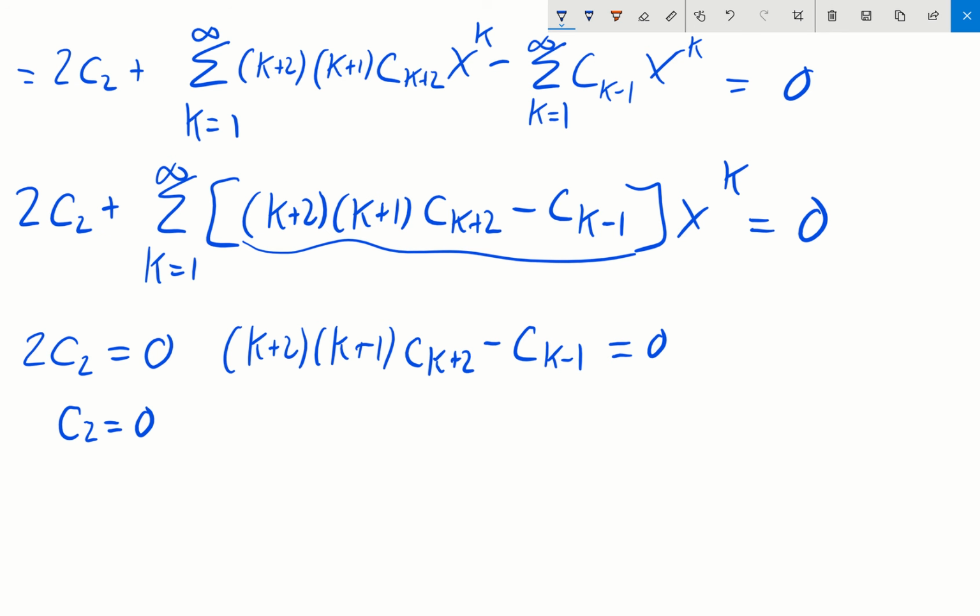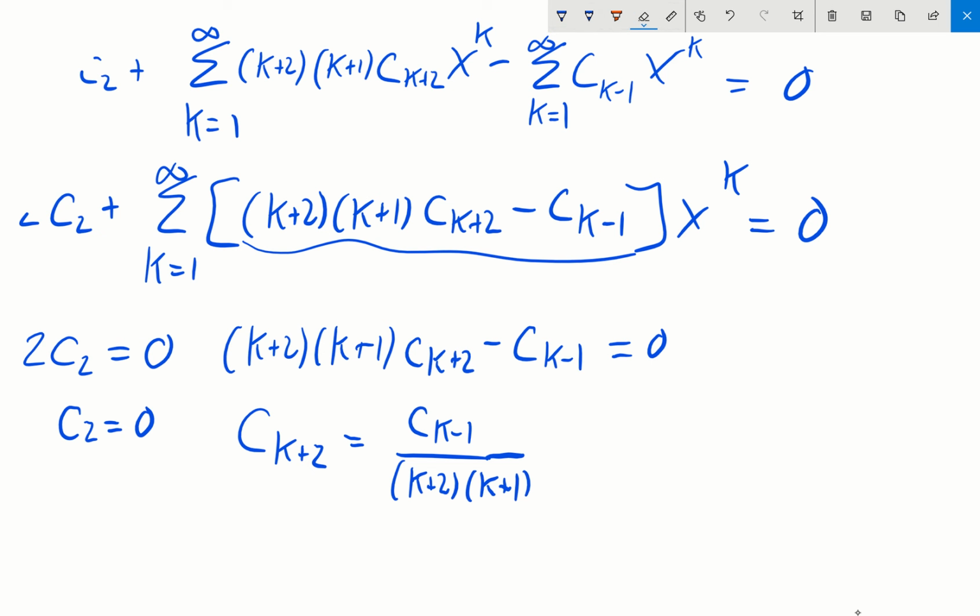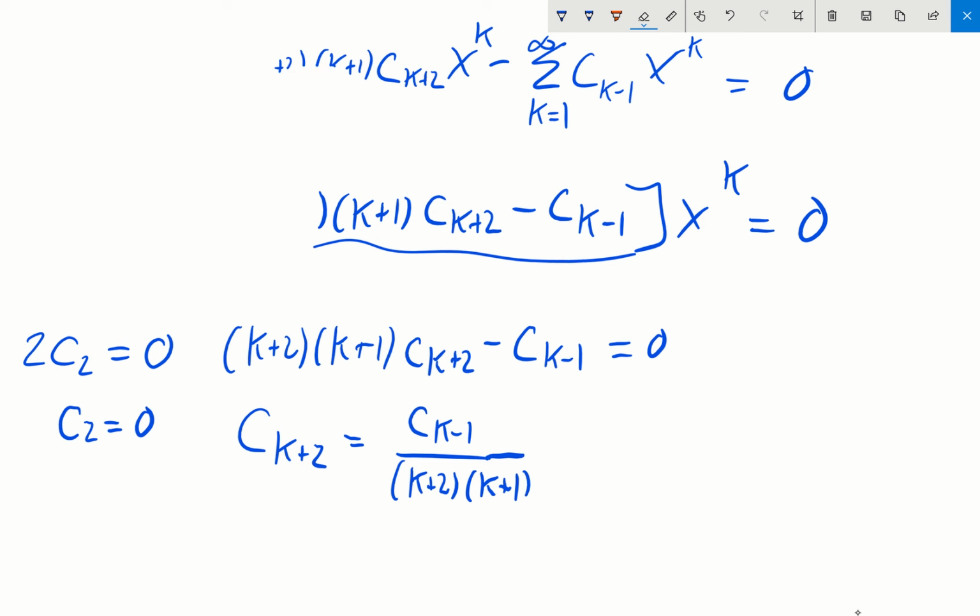We're going to solve this recurrence relation for the largest index of summation. k plus 2 is bigger than k plus 1, so we're going to solve it for c of k plus 2. You would add the c of k minus 1 to both sides, divide by this factor, and what we get is that c of k minus 1 divided by (k plus 2) times (k plus 1) is equal to c of k plus 2. And now from here, let's try and plug in a couple values for the index k to see what we end up with.